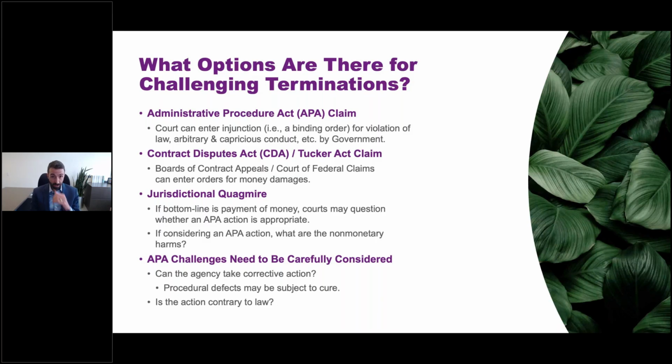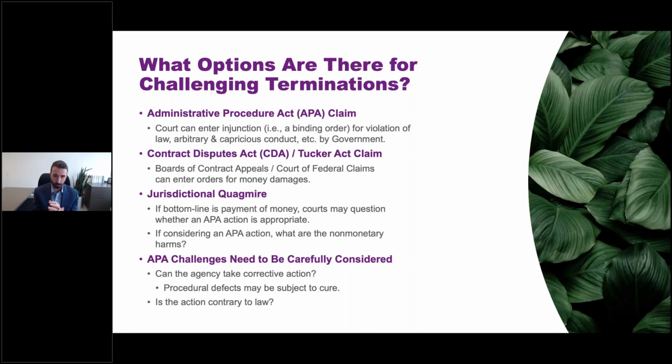But there's a bit of a divide in the law here. The APA, the Administrative Procedure Act, can get you injunctive relief. But if you want money damages, if you want to be paid money, then under a procurement contract, you need to make a claim under the Contract Disputes Act, which gives you an option to appeal to a Board of Contract Appeals or the Court of Federal Claims, okay?